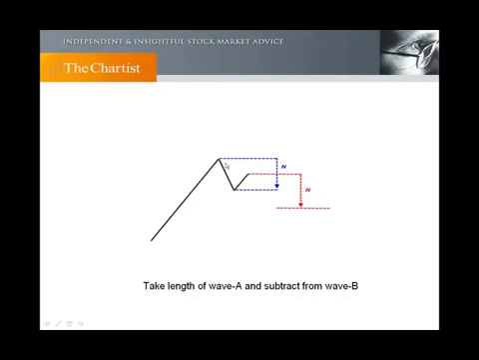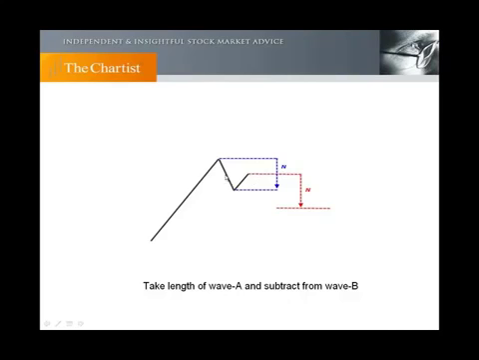So just bear with me with this. We can take this distance down here and project it from the wave B high by a certain percent. Usually it's 1-to-1. Or we can take this distance and project it by a certain percentage, usually 50%, and we'll get a wave C terminal point. That is called an external projection.